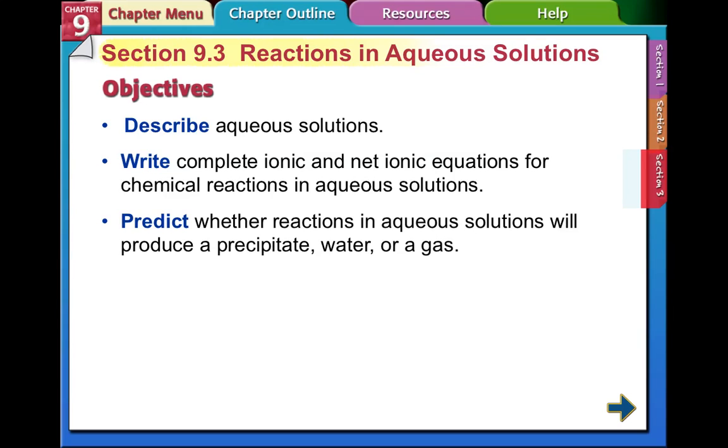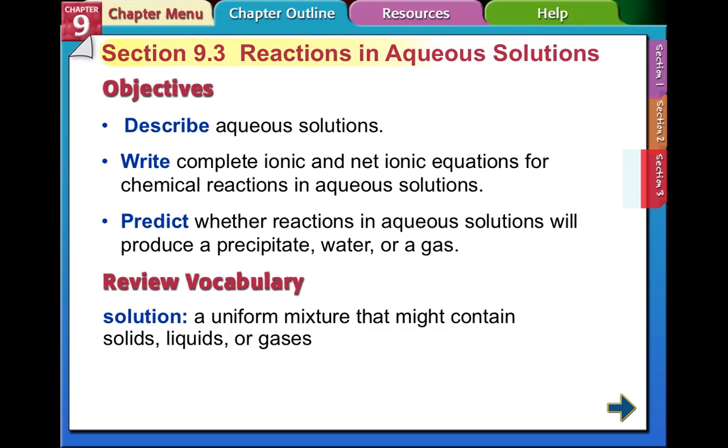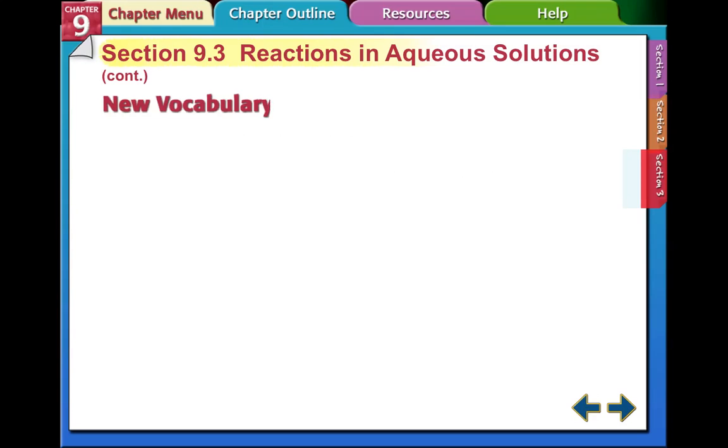Objectives: describe aqueous solutions. Write a complete ionic and net ionic equation for chemical reactions in aqueous solutions. Predict whether reactions in aqueous solutions will produce a precipitate, a water, or a gas. Remember that a solution is a uniform mixture that might contain a solid, liquid, or a gas.